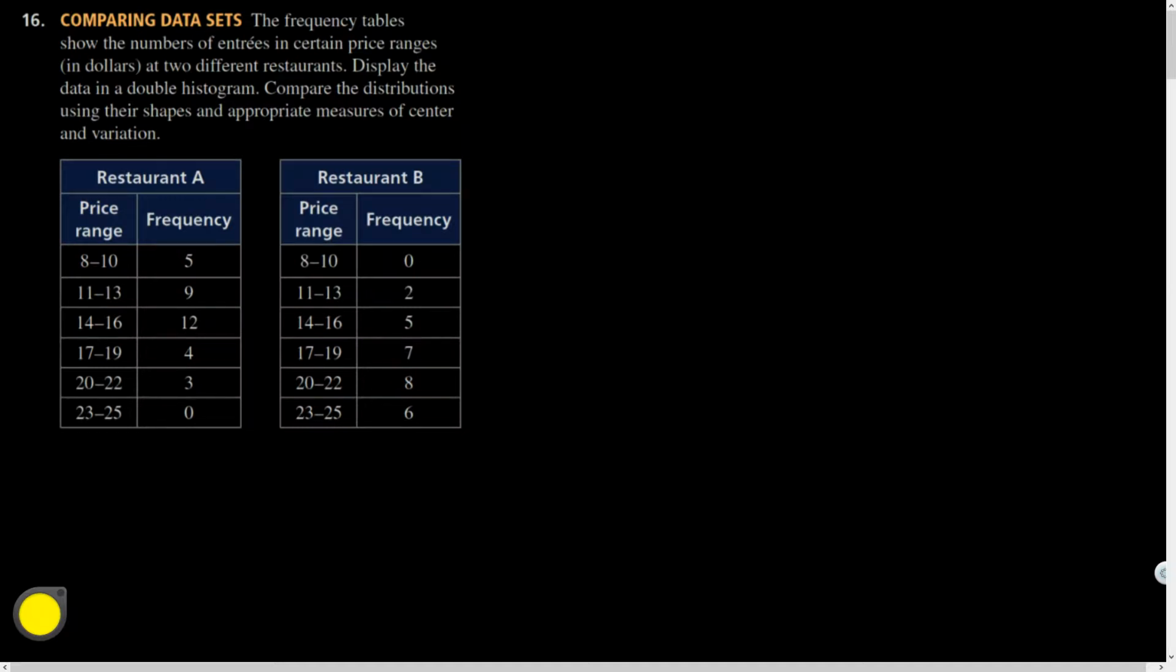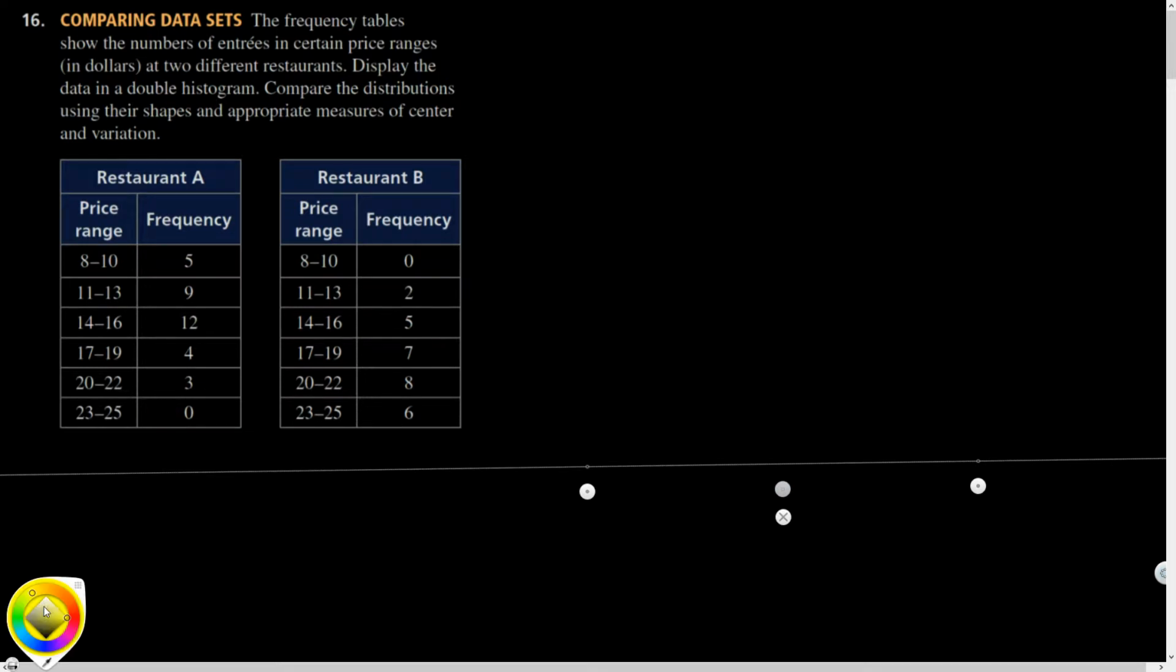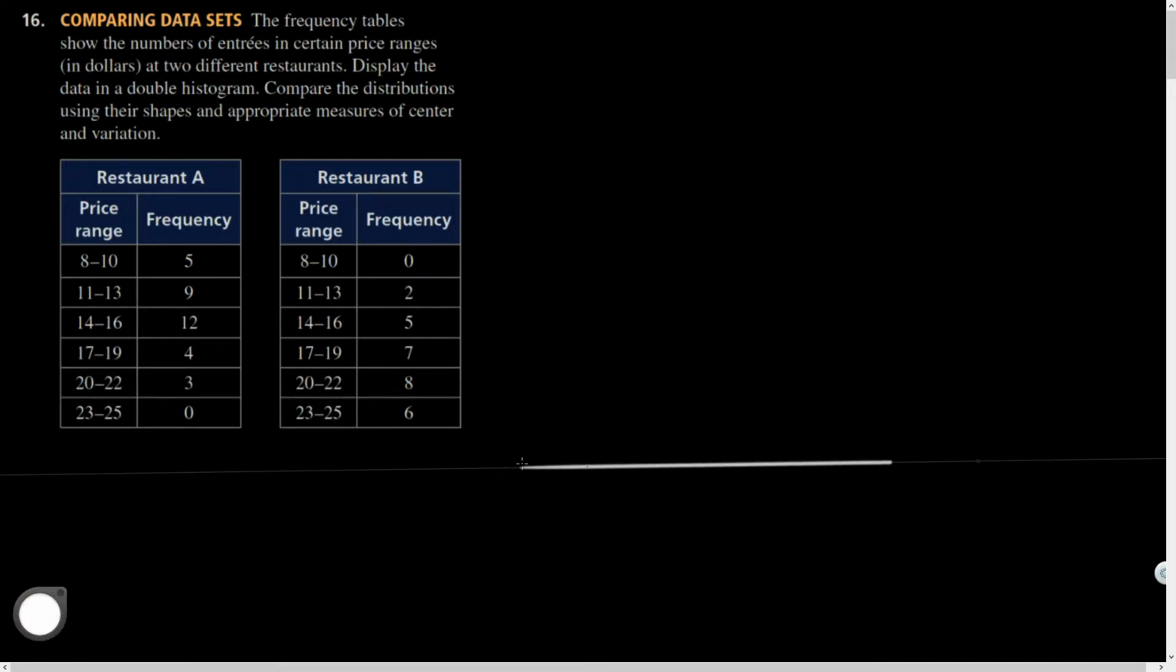We were talking about shapes of distribution, and this asks the following. It says, the frequency tables show the number of entrees in a certain price range in dollars at two different restaurants. Display the data in a double histogram. Double histogram. That's amazing. So let's do that.